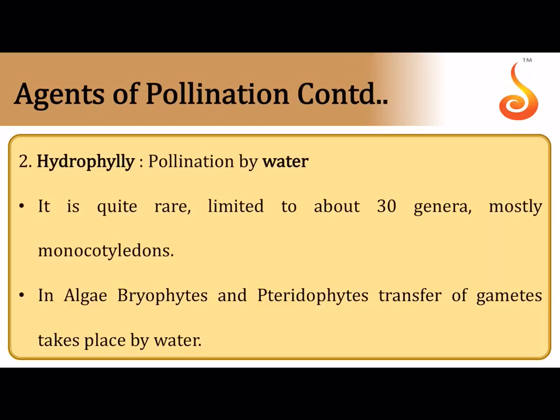The next one is pollination by water. We call it as hydrophily. It is quite rare. It is restricted to only about 30 genera. Most of them are monocotyledons. However, if you go to early plants like algae, bryophytes and pteridophytes, they depended a lot on water, but it becomes rare in flowering plants. Like I said, it is restricted only to 30 genera in monocotyledons.